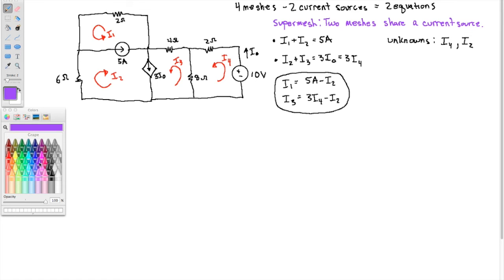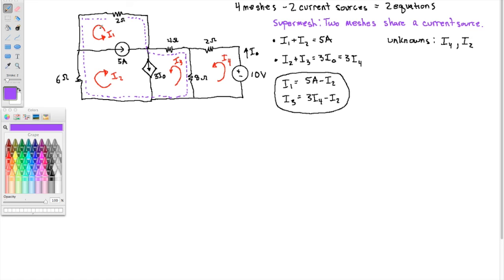So we kind of have a supermesh. Meshes I1 and I2 combine to make this supermesh because they share the 5 amp source. But meshes I3 and I2 also share this current source, so that gets combined too, and we have this supermesh.